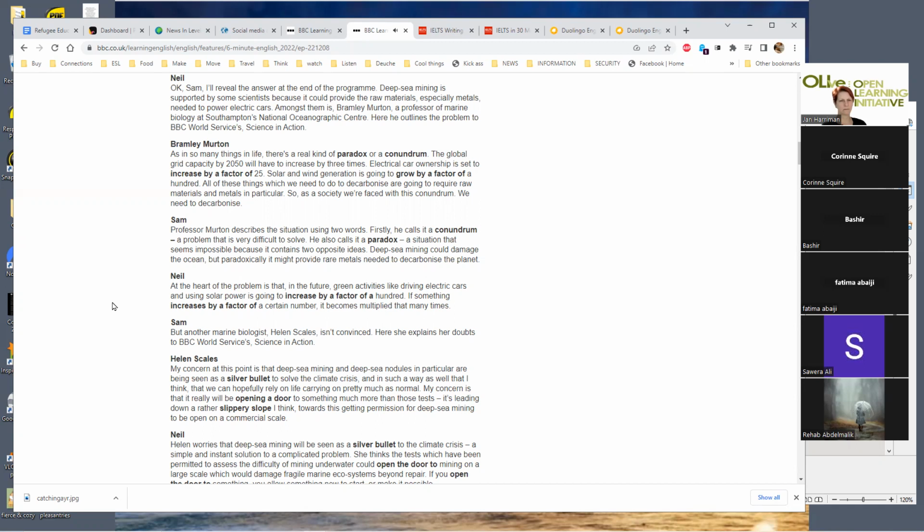Deep sea mining could damage the ocean, but paradoxically, it might provide rare metals needed to decarbonize the planet. At the heart of the problem is that, in the future, green activities like driving electric cars and using solar power is going to increase by a factor of 100. If something increases by a factor of a certain number, it becomes multiplied that many times.